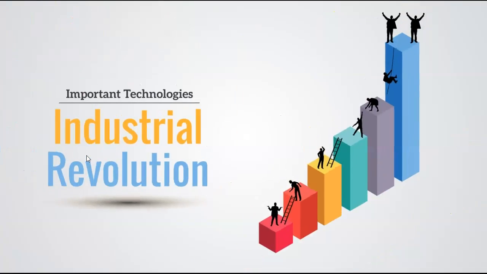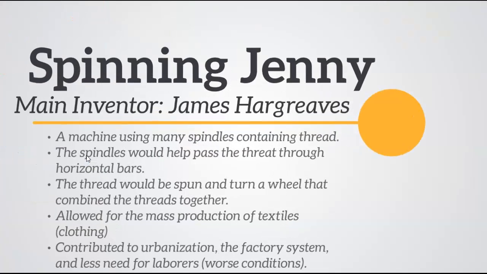So again, we're going to skip that for now, but you can look at that in your own time if you're curious. Second technology is the spinning jenny. This was invented, main inventor was James Hargreaves. This would be a machine that was used in the textile business. Textile, we talked about yesterday, produces cloth, which is used mostly for clothing.